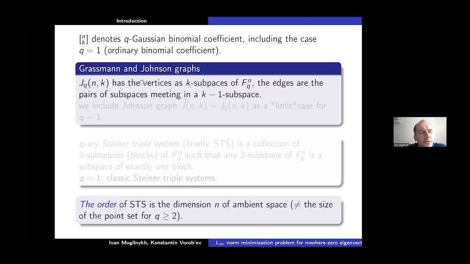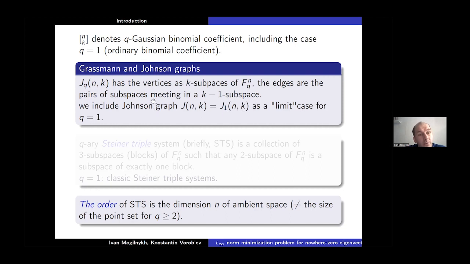Throughout the talk, I denote by n choose k the q-ary Gaussian binomial coefficient. And I denote the Grassmann graph as J_q(n, k). This graph has k-subspaces of F_q^n as vertices, and its edges are pairs of subspaces meeting in a (k-1)-subspace.